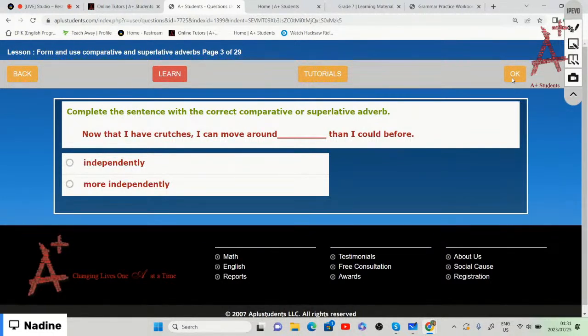Now that I have crutches, I can move around, is it independently than I could before? Now that I have crutches, I can move around more independently than I could before.